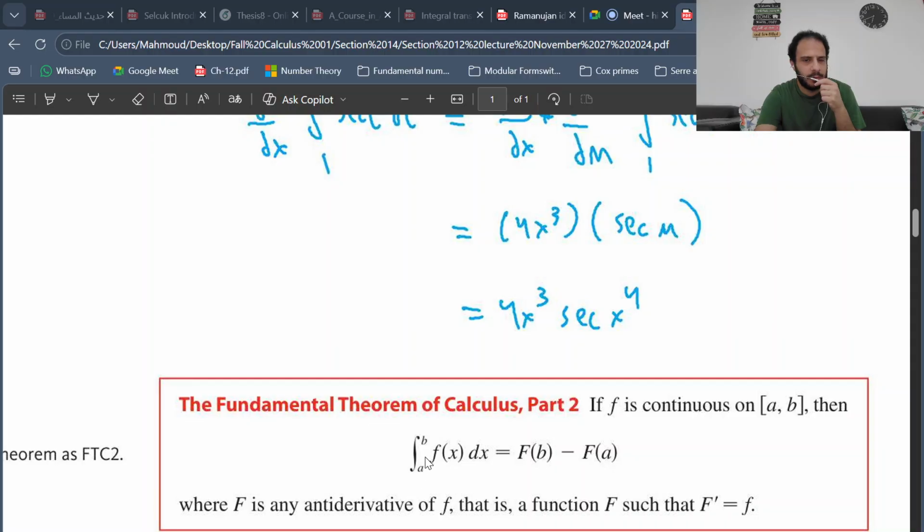This one is also important. The fundamental theorem of calculus part 2. If f is continuous in the closed interval ab, then integral a to b f of x dx equals, you call the answer of the integral capital F, remember, the antiderivative, capital F of b minus capital F of a, where capital F is any antiderivative of f. That is a function capital F such that capital F prime equals small f.